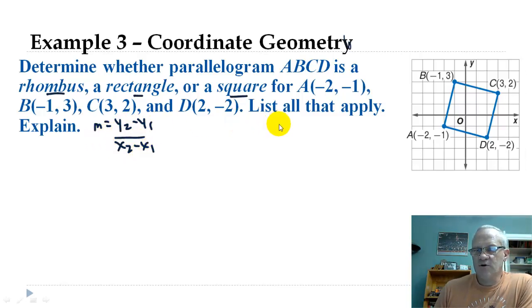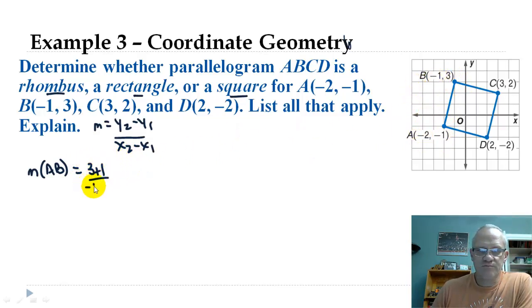So let's do the slope of AB and BC. We'll do that one up here, this one down here, and we'll look at those two slopes. All right, so the slope of AB would be, I'll use this as 2, so y2, 3 minus a negative 1, so 3 plus 1 over negative 1 plus 2. So it looks like that's 4 over 1, or just 4.